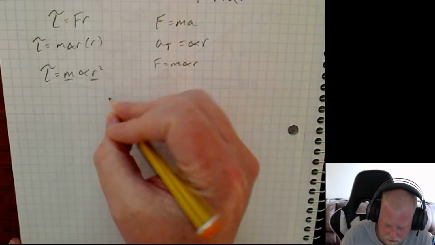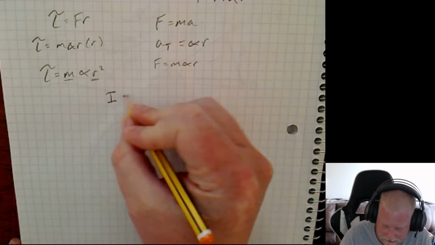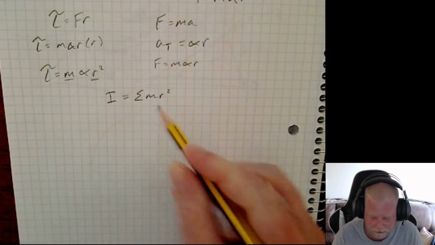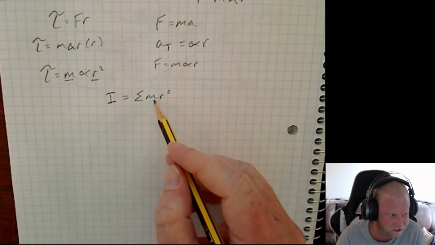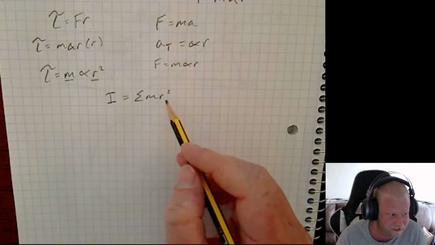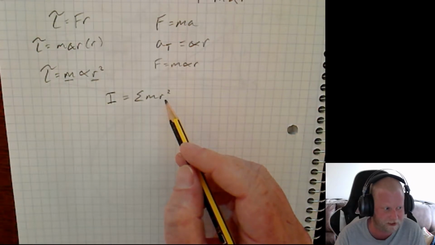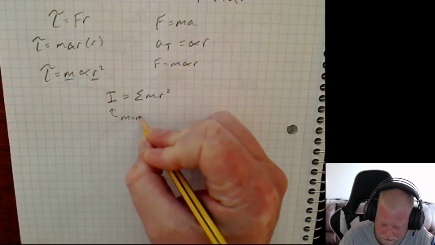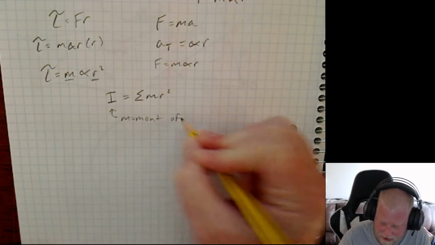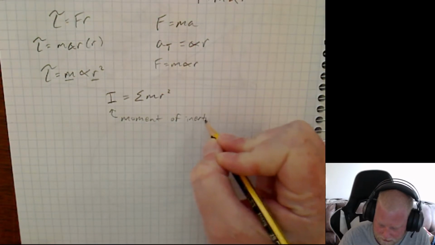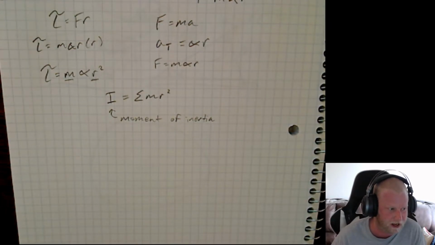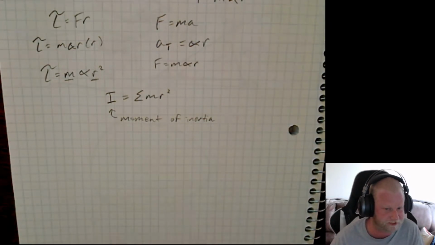And so what we call the moment of inertia is equal to the sum of all of your particles within a structure times their distance from the center of rotation squared. Now again, this we call the moment of inertia, and this will dictate how resistant something is to your rotations.